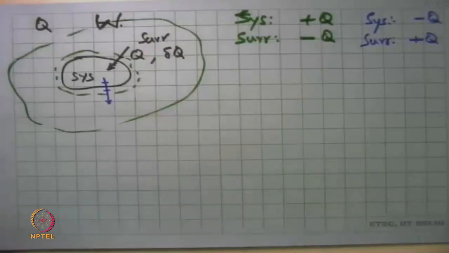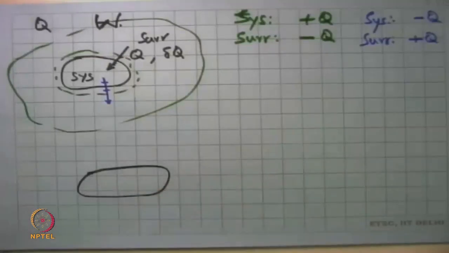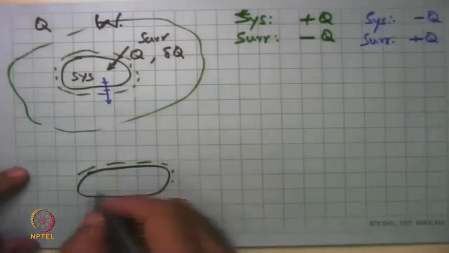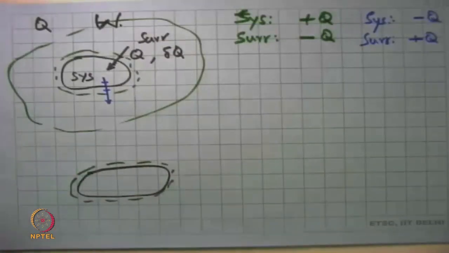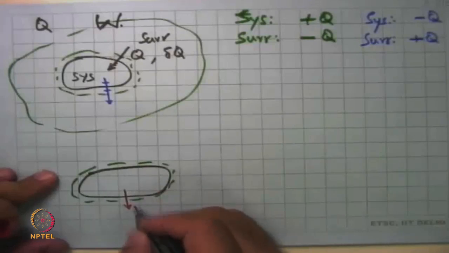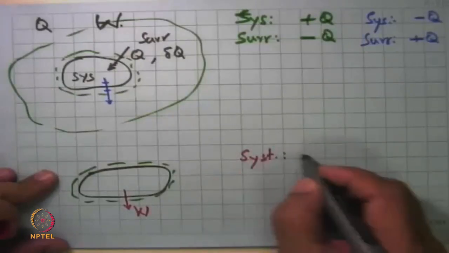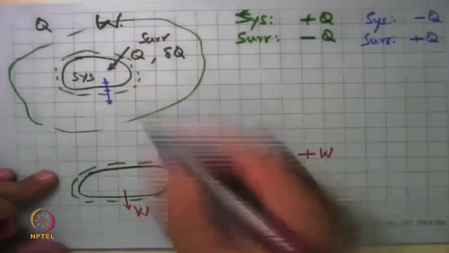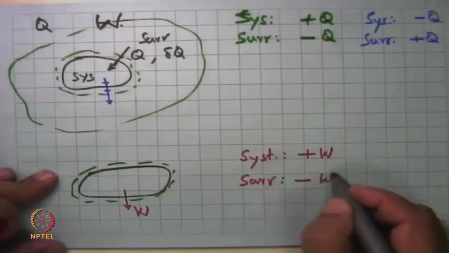And we can extend that argument to work also. That's the system and we have the surroundings around it, and this is the system boundary. If this system does work on the surroundings, then from the system perspective, this is plus W, and as we just saw, for the surroundings this will be minus W.